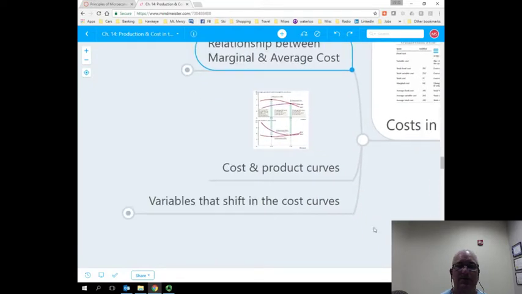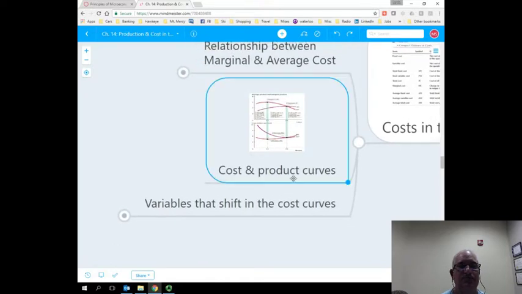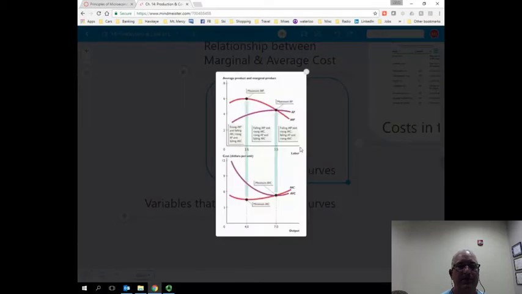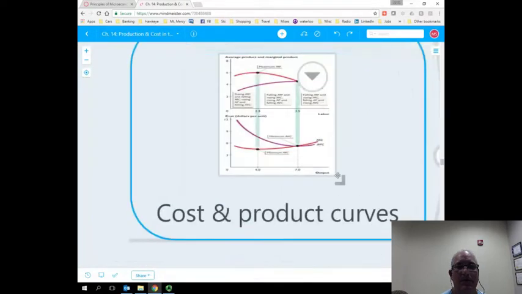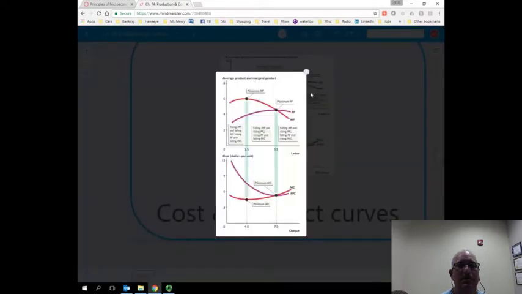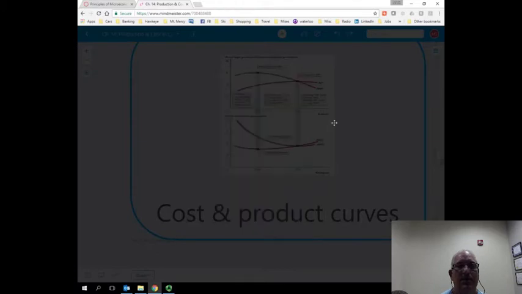Okay, next under our costs, I want to again look at another graph. Let's see if I can make this a little bigger here. Well, it's not as good.